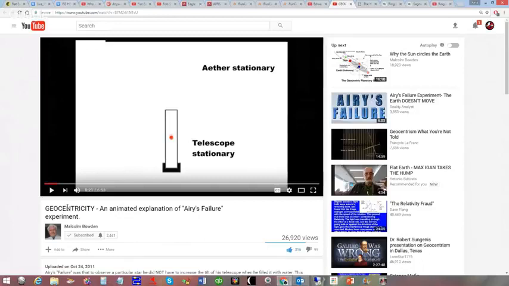All right, so let's go through this just a little bit. And this is Malcolm Bowden. You're right, he's not a flat earther. He's against flat Earth, but he is a geocentrist. And it's interesting because his experiments tell me that he should be able to logically deduce that the Earth is flat from that, but I'm not going to speak for him. So let's play this a little bit.